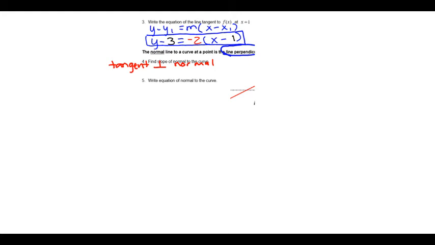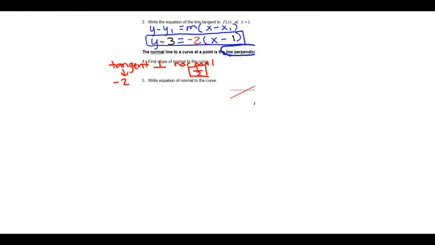And to find the slope of a perpendicular line, knowing that our tangent line slope is negative 2, the perpendicular slope will be the reciprocal with the opposite sign. So if we flip negative 2, we get 1 half. And then negative 2 is negative, so 1 half will be positive. So our slope to the normal curve will be positive 1 half.